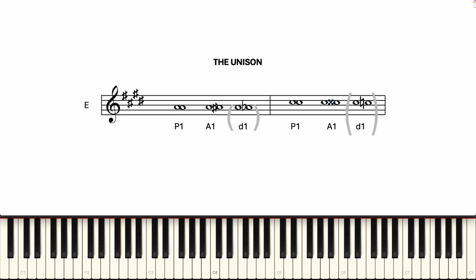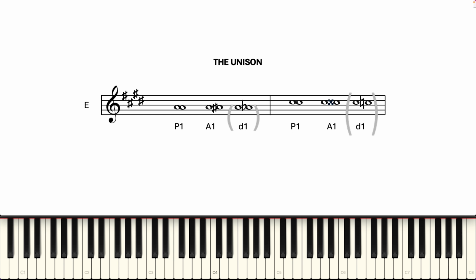Now, if we raise the second note by half a step, so from A we go to A sharp, the interval between A and A sharp played together is an augmented unison. We write it as A1. So the two A's together is a P1, perfect unison. A and A sharp is an augmented unison. It's an A1.